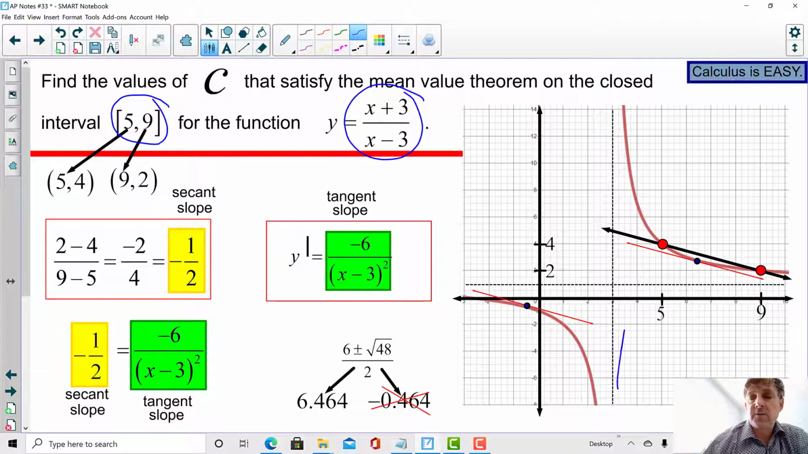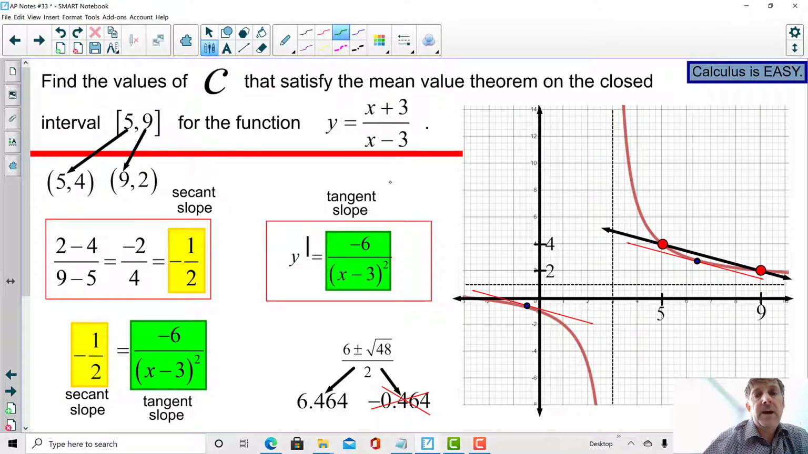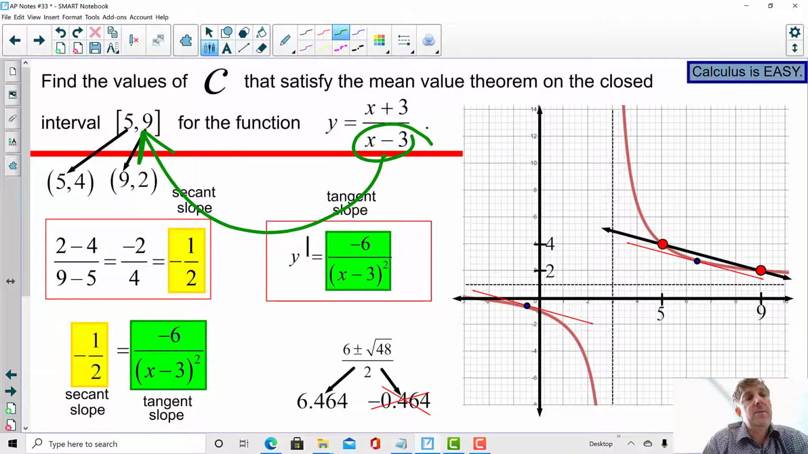So there's still a vertical asymptote at x equals 3, but x equals 3 does not land inside of our interval. So for this one, it's okay. Even though there's a problem at x equals 3, if 3 does not land inside your interval, then you're okay. You can still use the mean value theorem. Of course, if x equals 3 does land inside your interval, you would just stop, and you would not be able to find a value of c that would satisfy the mean value theorem on that closed interval.